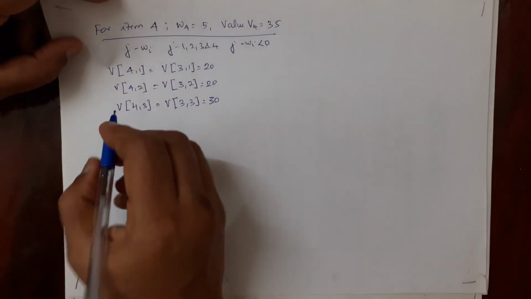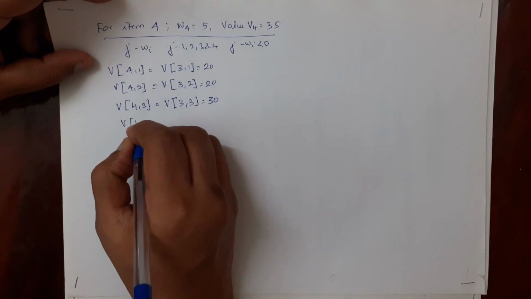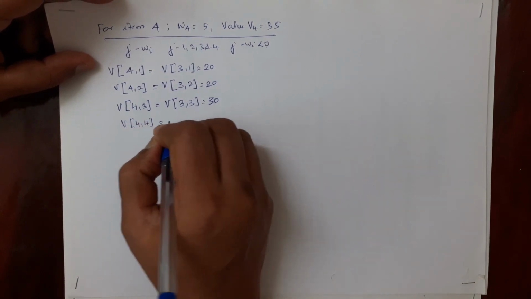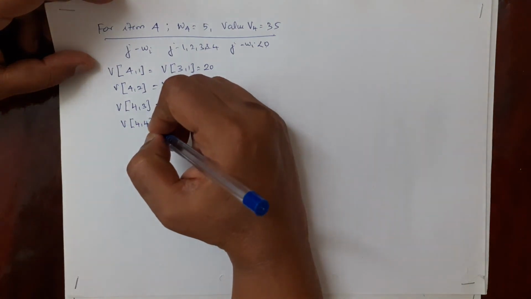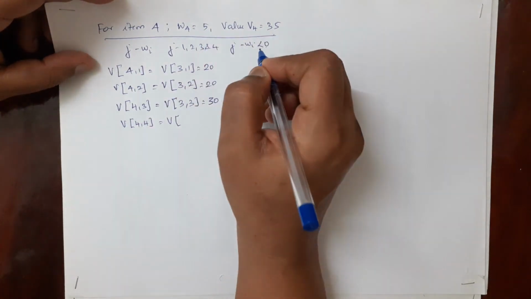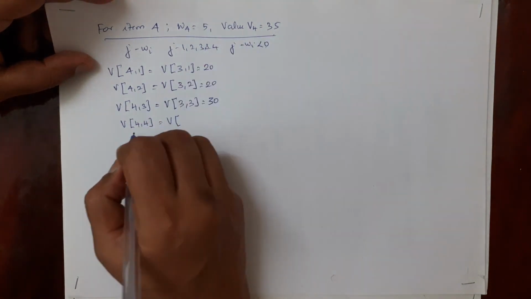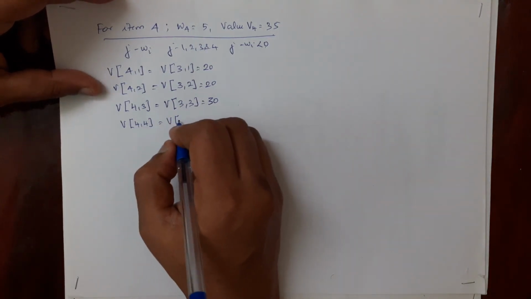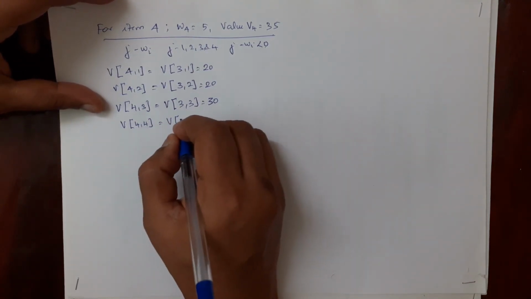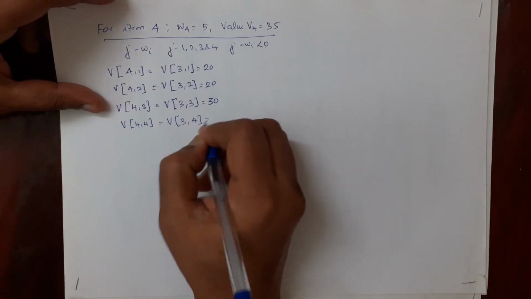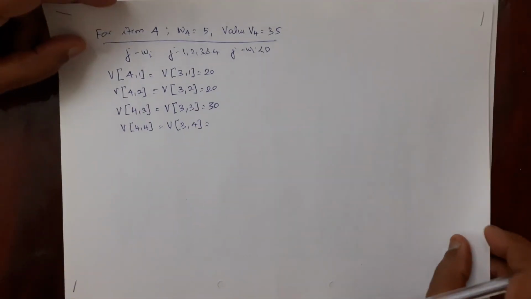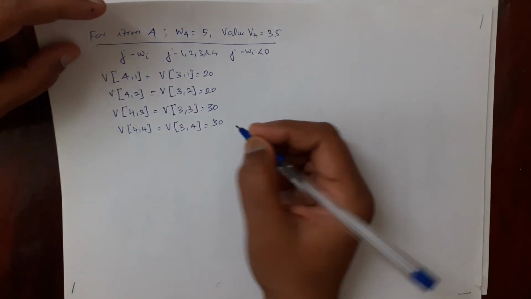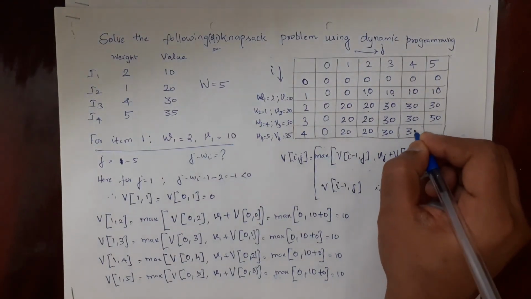Okay, next I have to find v of 4 comma 4. Here the weight is 5, so j minus wi, 4 minus 5 is minus 1, so it is also less than 0. Just v of i comma j is equal to v of i minus 1 comma j. i minus 1 is 3, j is 4. What is v of 3 comma 4? That is also 30. So fill the same entry in this table also.